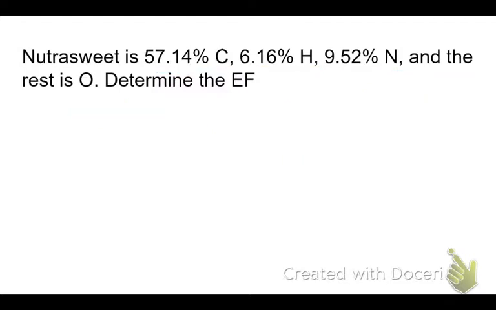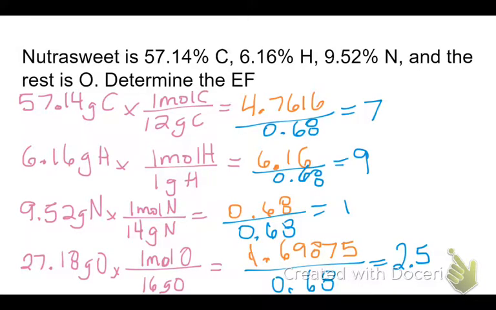All right, so let's go through this one. I'm going to go through it pretty quickly. I'll pause it, so the video will kind of fast forward just for the sake of time. So percent to mass, convert it to grams. And then mass to moles, convert your grams to moles of each of those elements, and then divide by the smallest. All right, so hopefully you got the numbers 7, 9, 1, and 2.5.